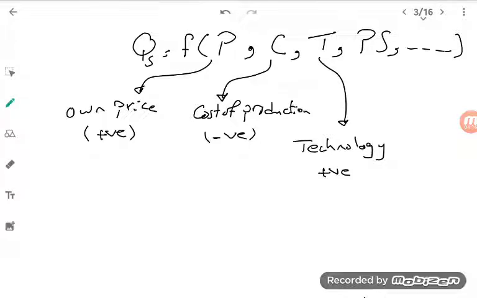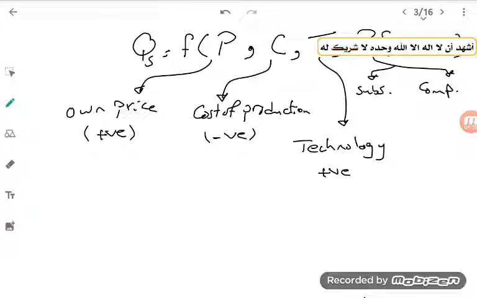PS stands for price of other goods, which can be substitutes or complements. With respect to substitutes, as we said before, there are substitutes in production, which means that you have resources and you would like to use them in the production of X or Y. So as price of X increases, supply of Y is going to decrease. So the relationship between price of X and supply of Y is negative. In case of complements, they are the products that should be sold together. So as price of X increases, producers of X would like to supply more, and the producers of Y would like to supply more as well. So it's a positive relationship.